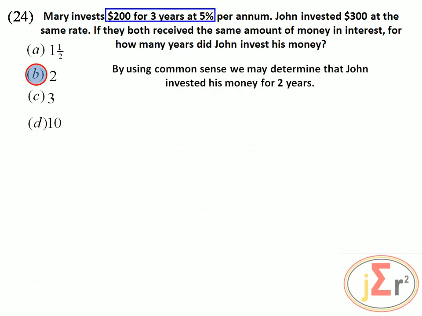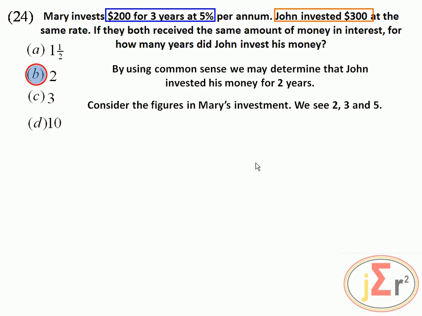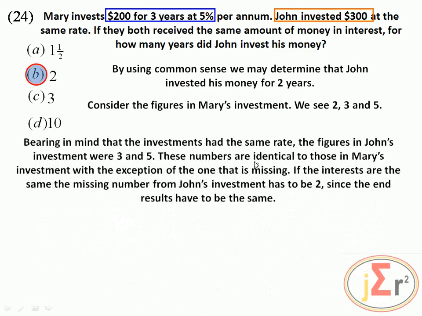How would we know that? Consider the figures in Mary's investment. We see 2, 3, and 5. That's what we see. We see 2, 3, and 5. What about John's? Bear in mind that the investments had the same rate. The figures in John's investment were 3 and 5. That's what we have there.